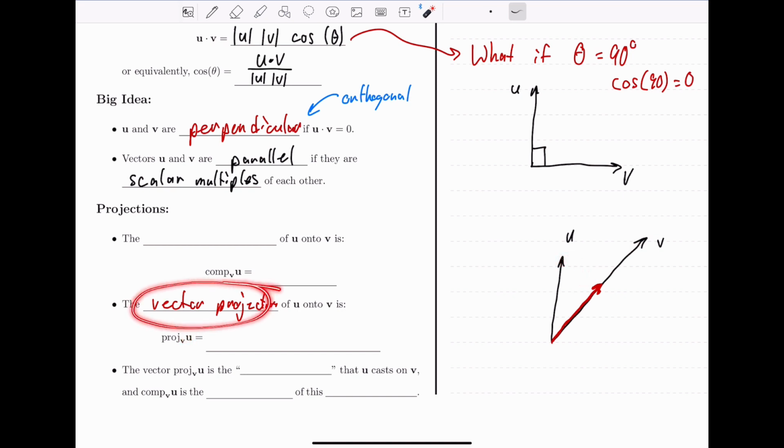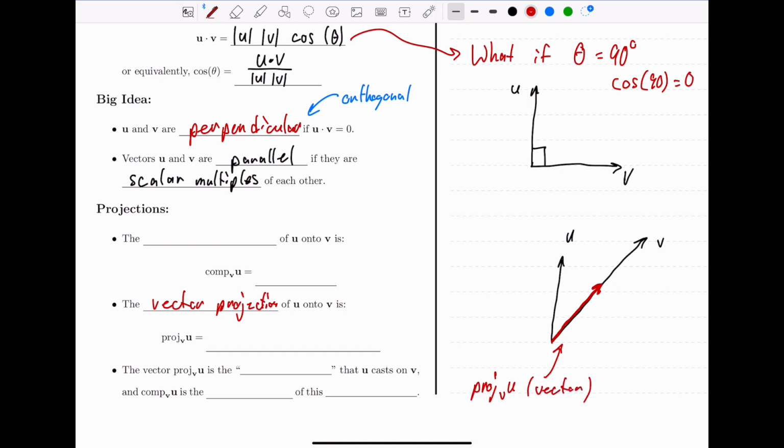The vector projection of u onto v is a vector, and we can imagine it's the vector created by shining a light directly perpendicular from v and the shadow cast by the vector u onto v. This red vector here is called the vector projection of u onto v. And again, this is a vector. Let's simplify just a little bit.